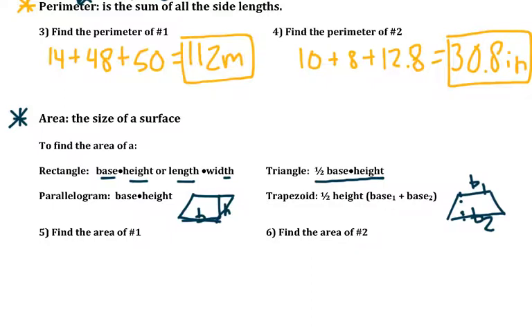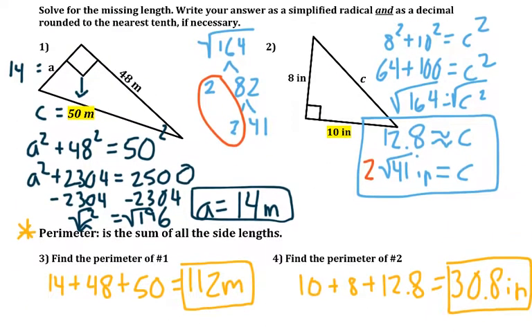So what our goal is in number 5 is to find the area of number 1. So we're dealing with a triangle. The area of that triangle, A, is 1/2 times the base. Now we've got to decide what the base and the height are. If we go look at our triangle, notice that we have a right triangle. So I'm going to put this in yellow here. Here and here are the base and the height.